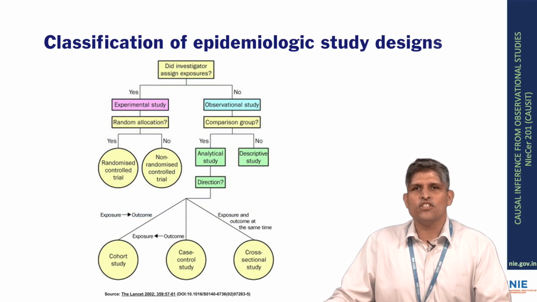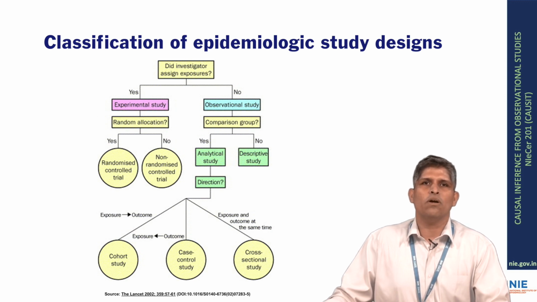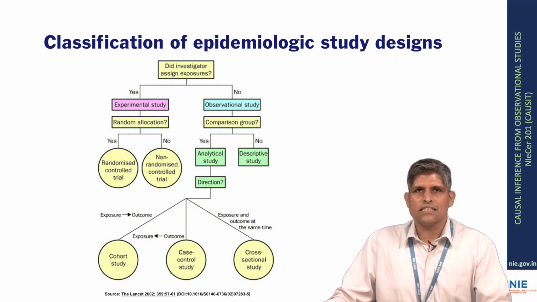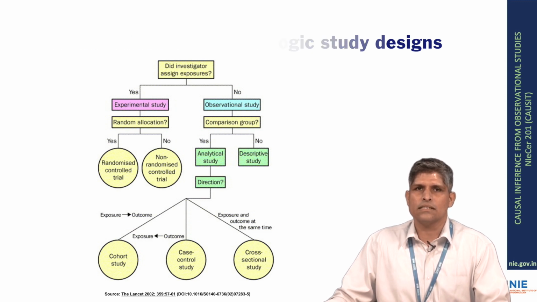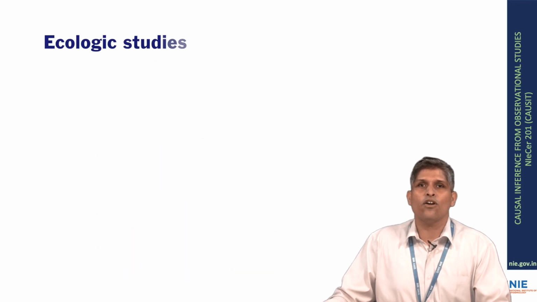In the previous session, we had discussed this classification of epidemiologic study design. However, please note that this classification is applicable to quantitative studies, where the individual is the unit of observation. In qualitative studies and mixed method studies, the classification is separate. Similarly, if the unit of observation is not an individual but a population, then we do not use this classification of epidemiologic study designs. This is where we have ecologic studies.